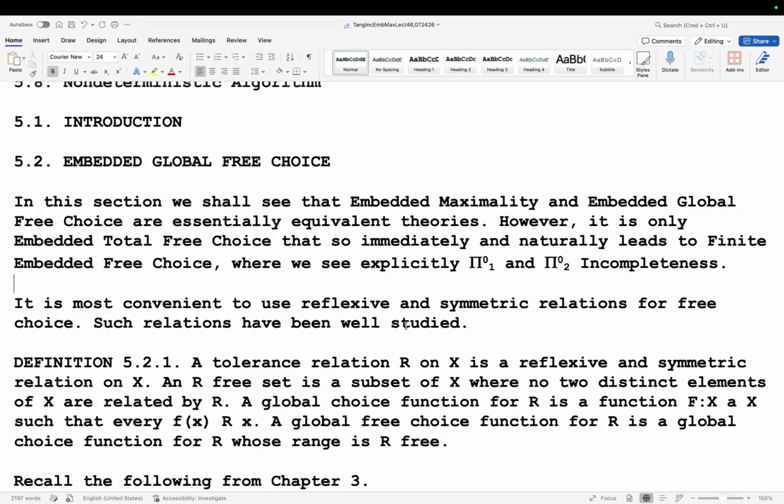All right, so when I do free choice, it's convenient to use reflexive and symmetric relations. Such relations have been well studied. They're called tolerance relations. A tolerance relation is a reflexive and symmetric relation. See, it isn't transitive. That would be different. That would be not what you want. Okay, reflexive and symmetric. And a free set, and it's clear what a free set is.